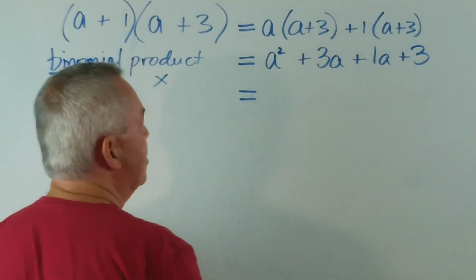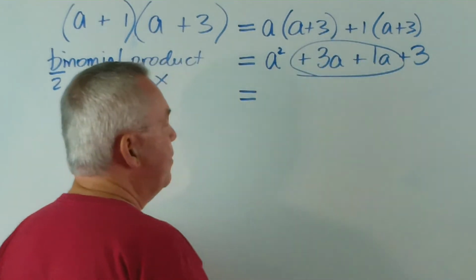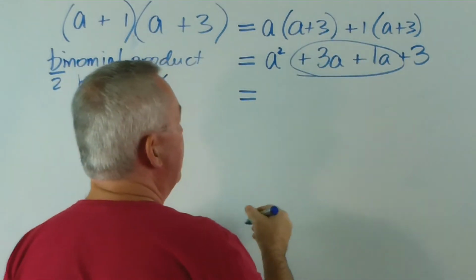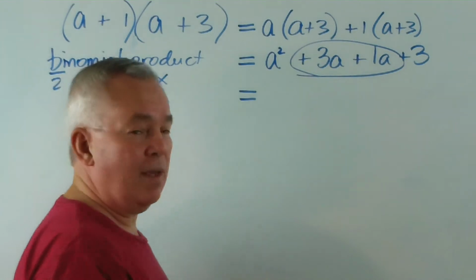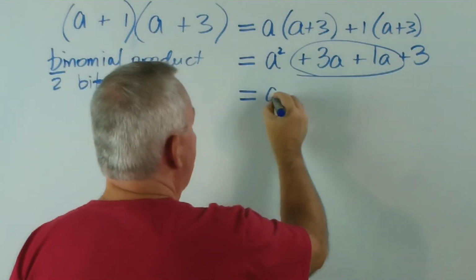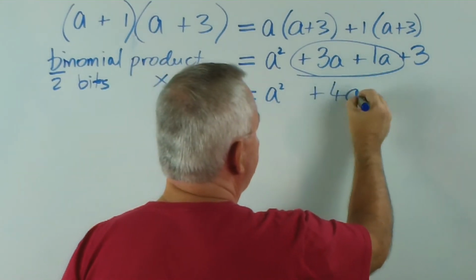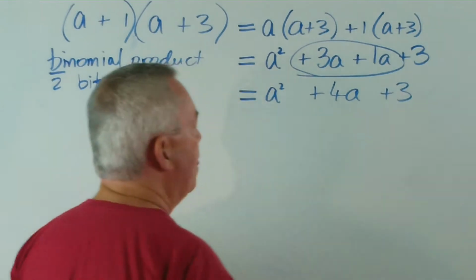But I want you to notice that these ones we can add together. 3a and 1a is 4a. We're just keeping track of how many a's we've got. 3 pencils plus another pencil. So a squared stays, 3a and 1a is 4a, plus 3.